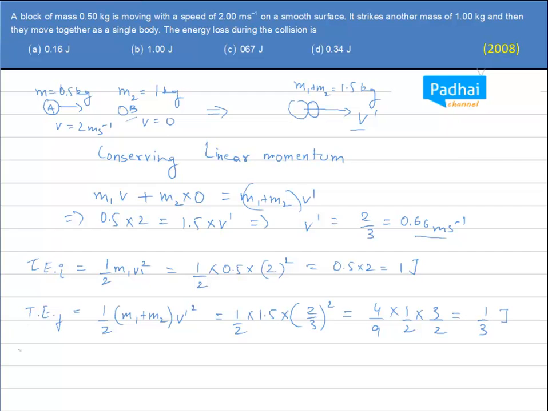So what is the change in energy? 1 minus 1 by 3, which will be equal to 2 by 3 joules. So basically this will be equal to 0.66 joules. So option C is correct. Although there is a little mistake, it should be 0.67 joules. So C is the correct option.